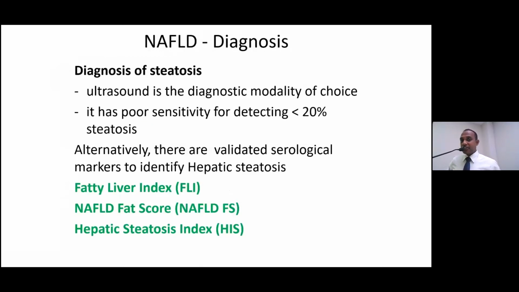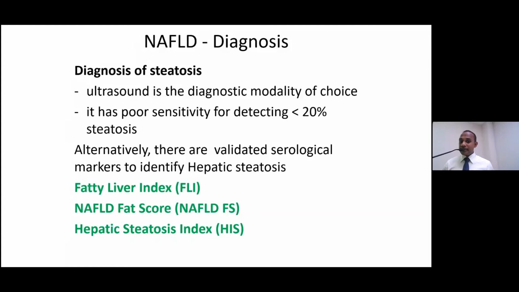So diagnosis of steatosis is essentially ultrasound based. It's the diagnostic modality of choice, but we have to remember that there is a drawback. If you go back to our definition, it says when more than 5% of the hepatocytes are having fat deposition, it is called non-alcoholic fatty liver disease. But the sensitivity of ultrasound scan is not so good. When you do the ultrasound, you might miss people who have fatty liver with less than 20% of hepatocytes being involved with fat. So there is a chance that you will miss it, but still it's a diagnostic modality of choice.